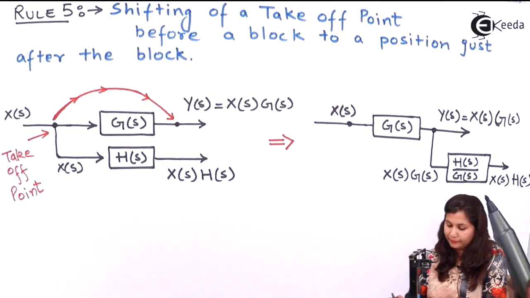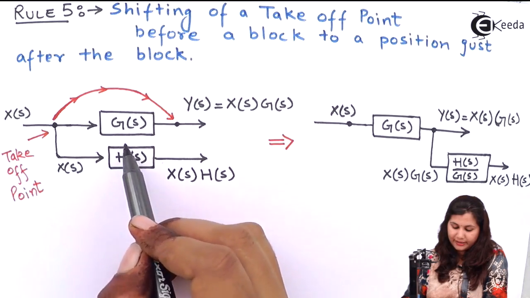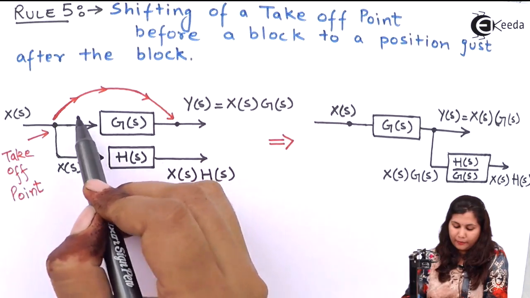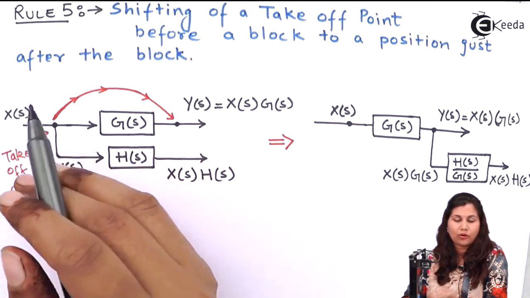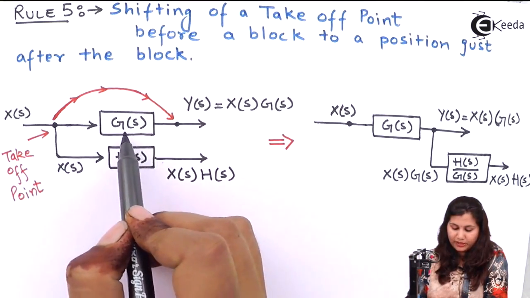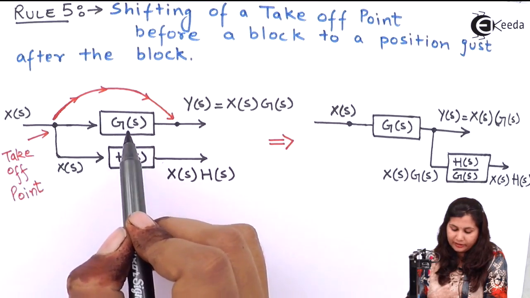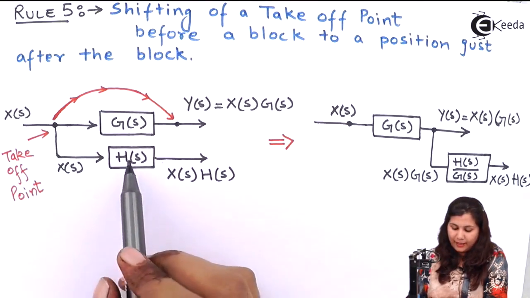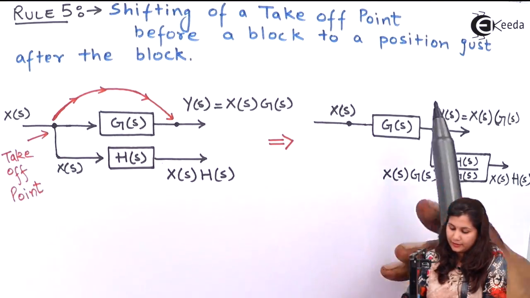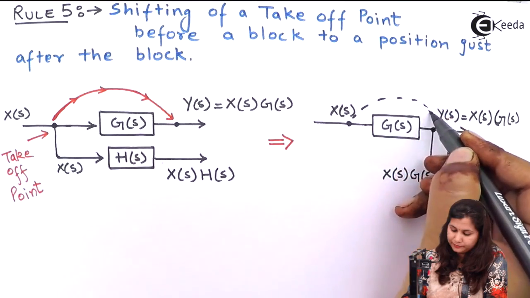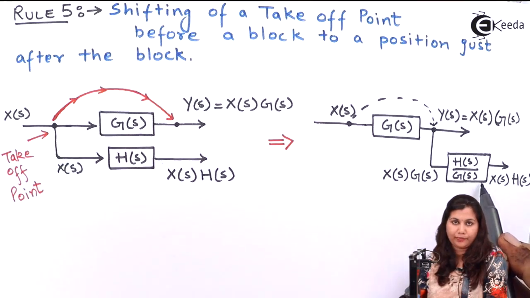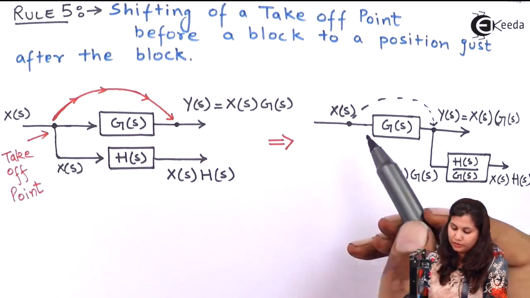You have to divide this H(s) by the transfer function of the block from before which we are moving this takeoff point. We are moving the takeoff point from this block G(s), so you have to divide H(s) by G(s). That is, this takeoff point has been shifted to this new position and we are dividing H(s) by G(s). So what will be the effect on the output?